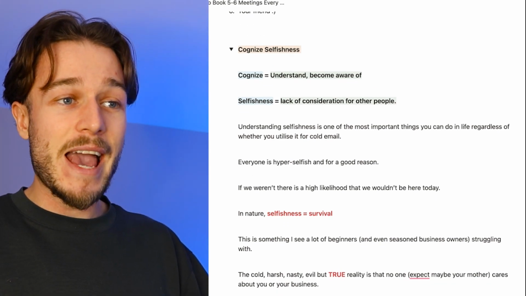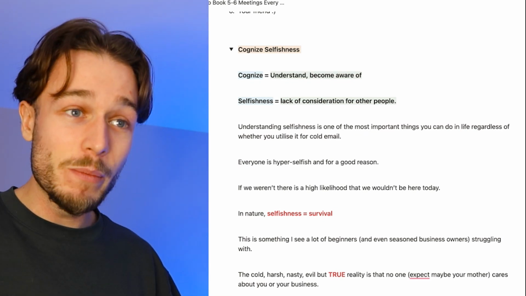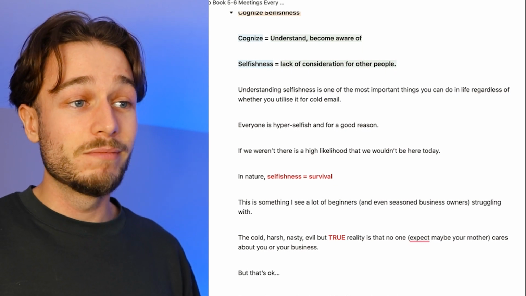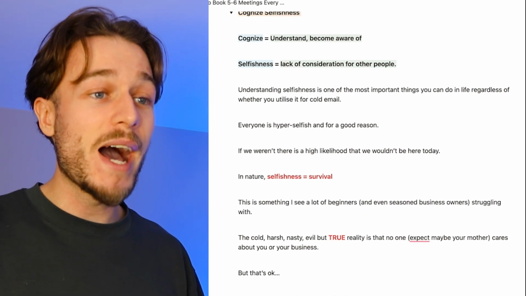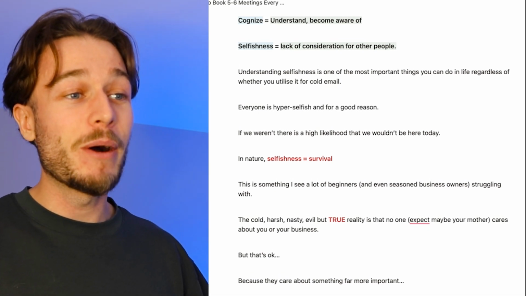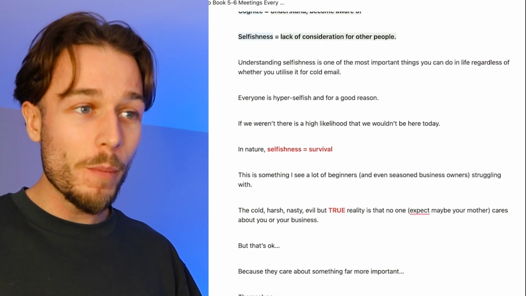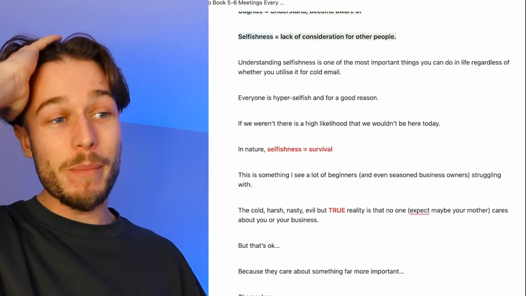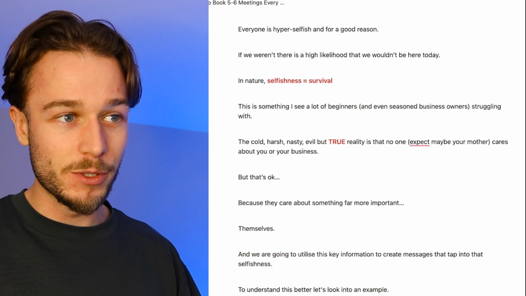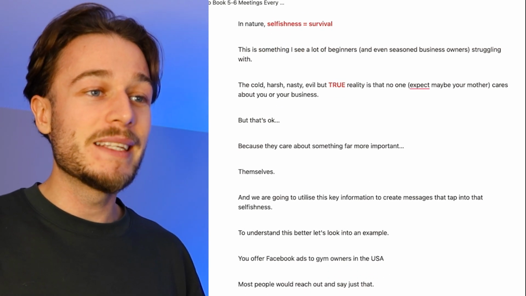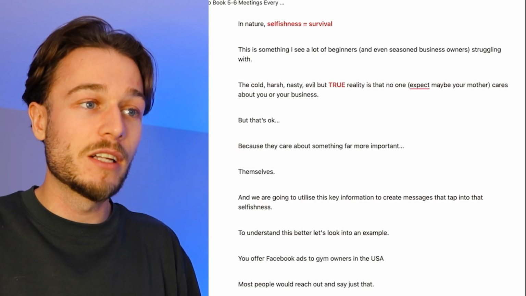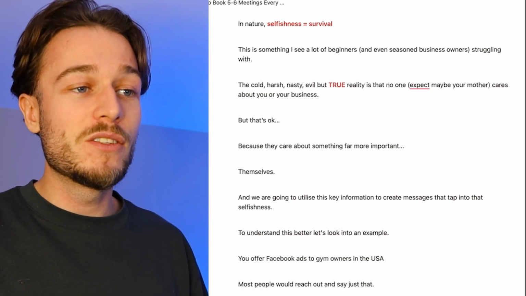And this is something I see a lot of beginners and even seasoned business owners really, really struggling with. The cold, harsh, nasty, evil, but true reality is that no one, except maybe your mother and your father, cares about you and your business. But that's completely okay, because they care about something that is far more important. They care about themselves. Okay, and we're going to utilize this key information to create messages that tap into that selfishness. So to understand this better, let's look into an example.